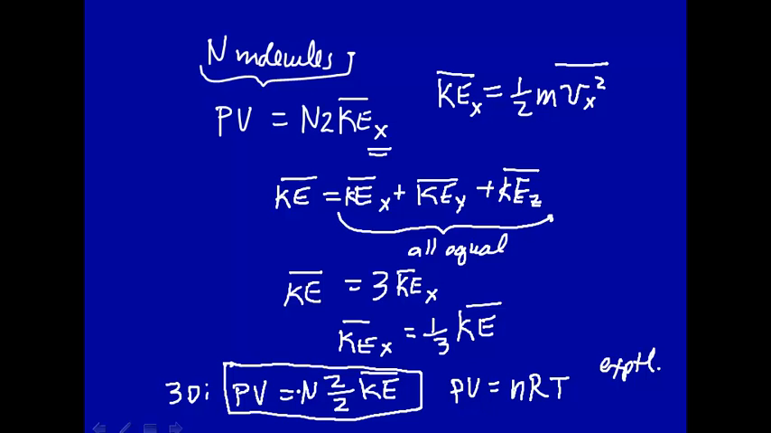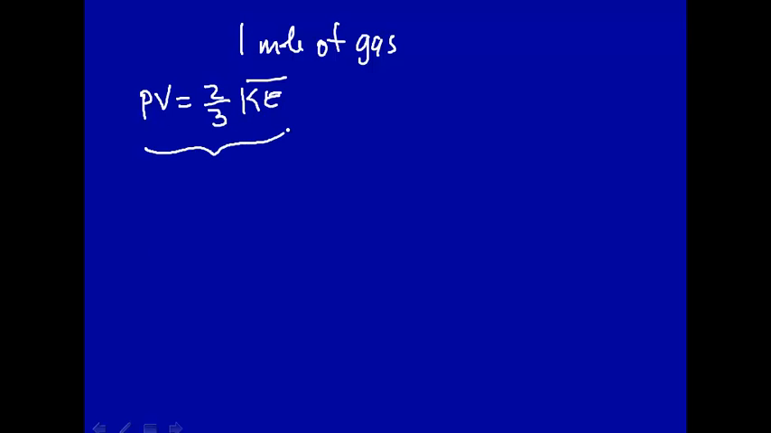So look at this. PV equals 2/3 N, the number of molecules, times the average kinetic energy. And PV is also equal to nRT. Oh, that's kind of cool. So just to make things simple, let's look at 1 mole of gas. PV for 1 mole of gas is 2/3 times the average kinetic energy. This is for 1 mole. And that's equal to RT for 1 mole.